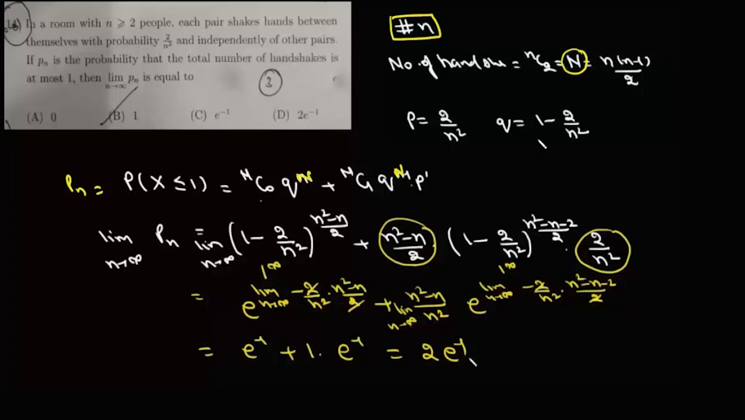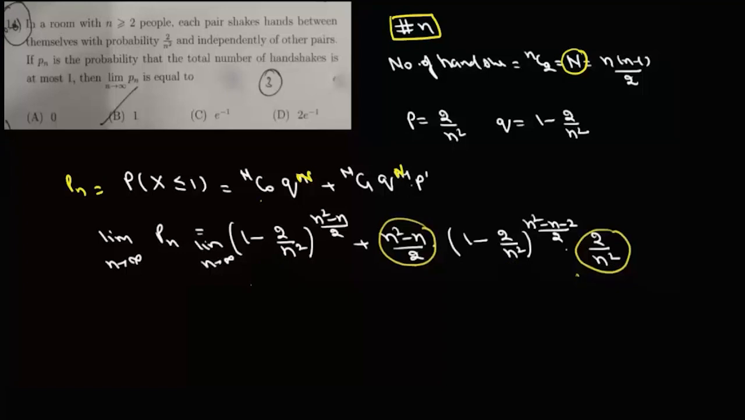Now q is 1 minus 2 upon n square. So it will be (1 minus 2 upon n square) to the power n(n minus 1) by 2, plus NC1, which is n(n minus 1) by 2, and then into q to the power N minus 1. So it will be (1 minus 2 upon n square) to the power (n(n minus 1) by 2 minus 1) into p, which is 2 upon n square. Now I'll actually solve this limit part.